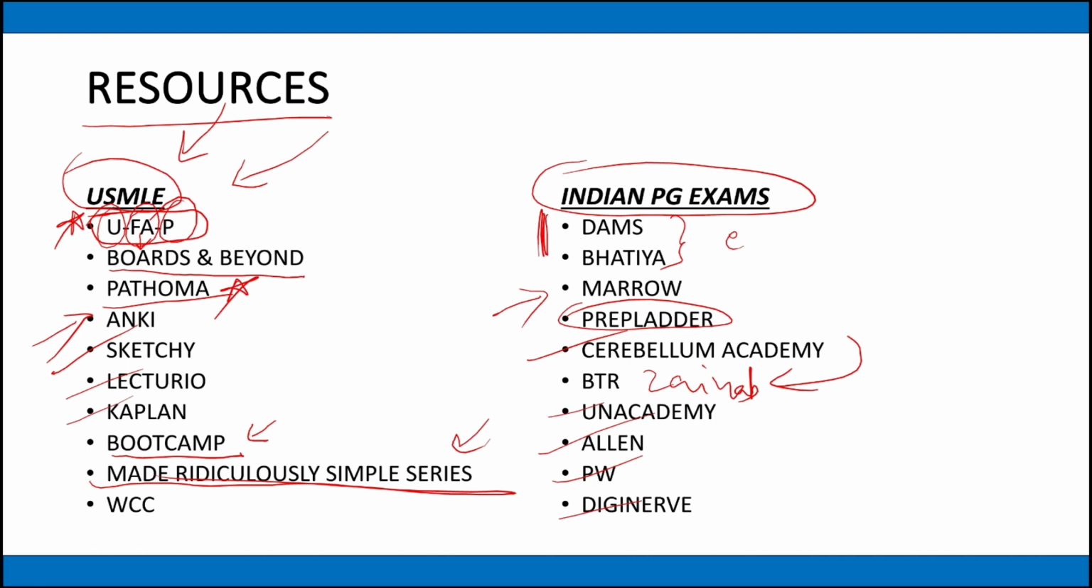even before all these resources were there, people used to join DAMS or Bhatia only, or some used to read at home, and they used to get a good rank. These days, people use most of these resources and still wind up disappointed in their scores or PG rank, whatever it is. So it's a cliche, I know, but it's not the resource which you use, but how you use it.